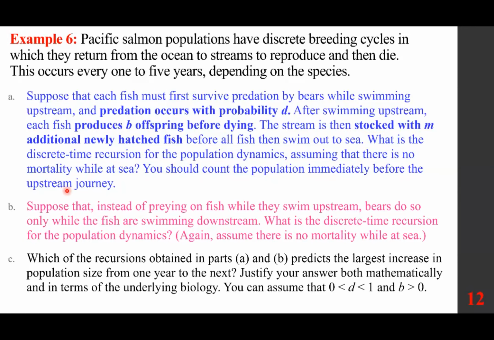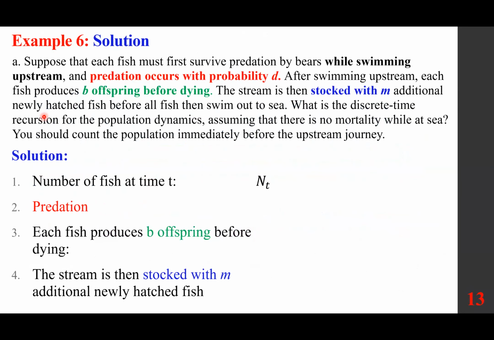Perfect. We can work on part A, and then we see what happens with the rest of it. Notice what we have here. First and foremost, we are looking at the situation where the number of fish we don't know. You can call it X, Y, Z, lowercase n, or n sub t. That's what we have to begin with.